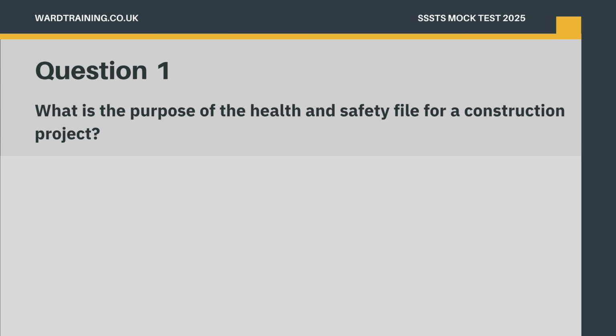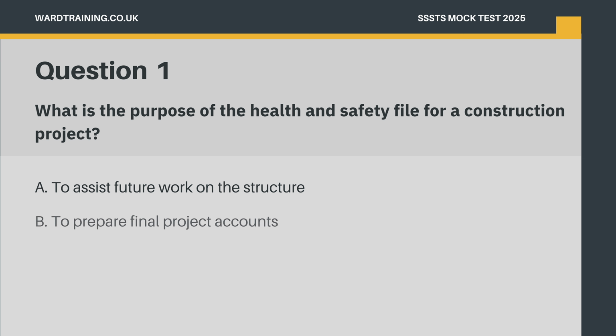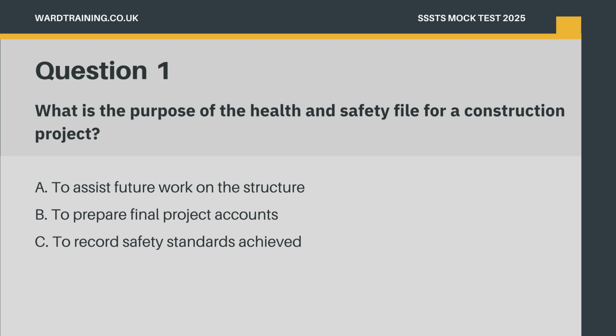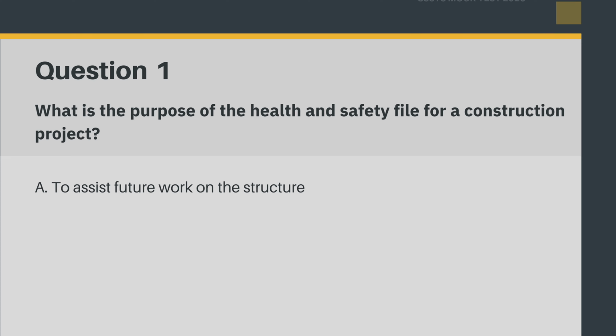Question 1. What is the purpose of the health and safety file for a construction project? A. To assist future work on the structure. B. To prepare final project accounts. C. To record safety standards achieved. D. To log accident details. Answer. A. To assist future work on the structure.